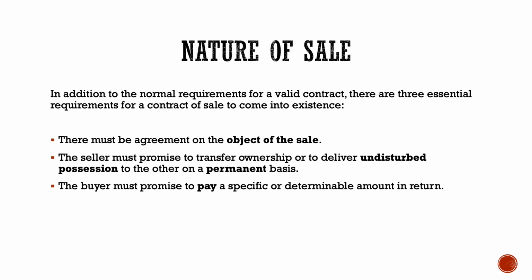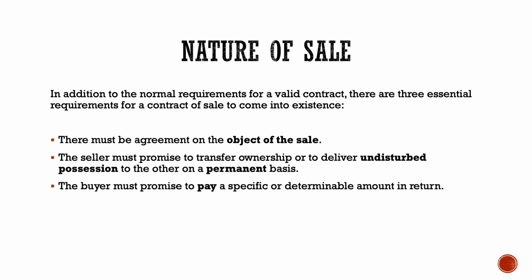Now, if you look at this, you'll be able to distinguish between a sale and a lease. So we are saying that the seller must promise to transfer ownership, right? So if they're not going to be promising to transfer ownership, they have to deliver undisturbed possession to the other on a permanent basis. Right? So the clear distinction between this and that of a lease is that under a lease, possession is transferred but not on a permanent basis, and the buyer must promise to pay a specific or determinable amount in return.